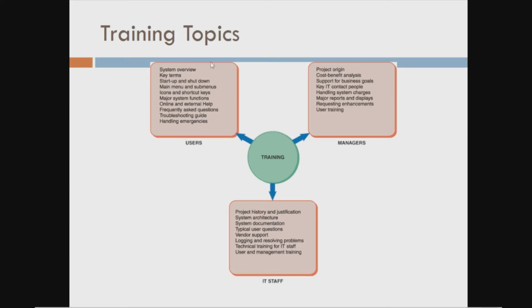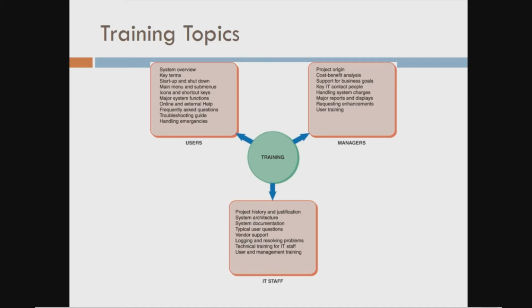So the system overview, the key terms, the startup and the shutdown, main menu, sub menu, what the icons are, this symbol for what purpose, this icon for what purpose, what the major functions of the system are, the frequently asked questions, and then troubleshooting, help, and handling emergency issues. That's for the users.